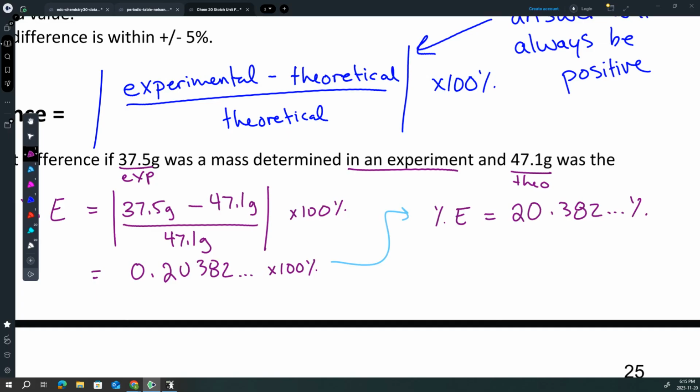It looks like both numbers that we were given here have 3 sig digs, so I'm going to report this in 3 sig digs. So 1, 2, 3, there's my cutoff line. So 3 sig digs, 20.4%.